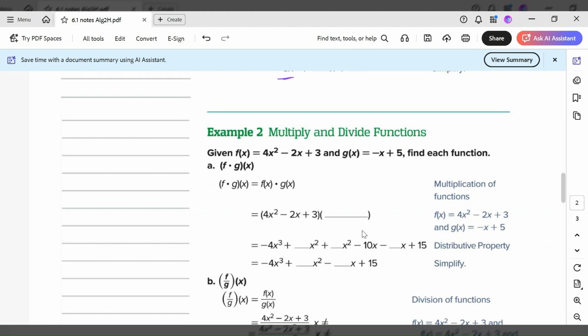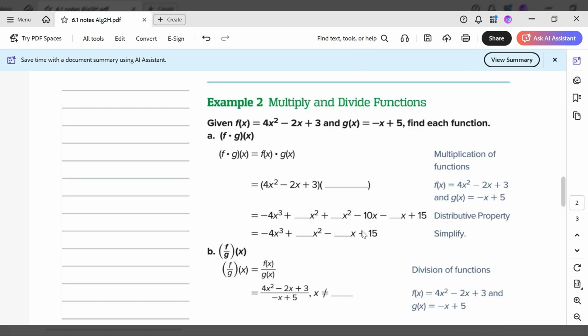Now in example 2, it says multiply and divide. So they're giving us f of x equaling 4x squared minus 2x plus 3, and g of x is negative x plus 5, and they want us to find each function. So the first one they want us to do is f dot g of x. So remember, we're going to isolate it and write it as f of x times g of x. So we're going to write 4x squared minus 2x plus 3, and inside the g of x bubble is now going to be negative x plus 5.